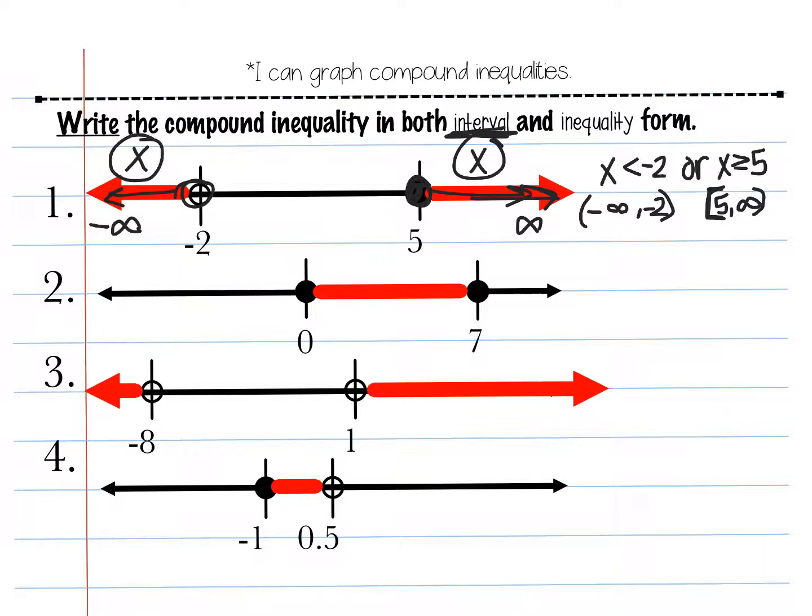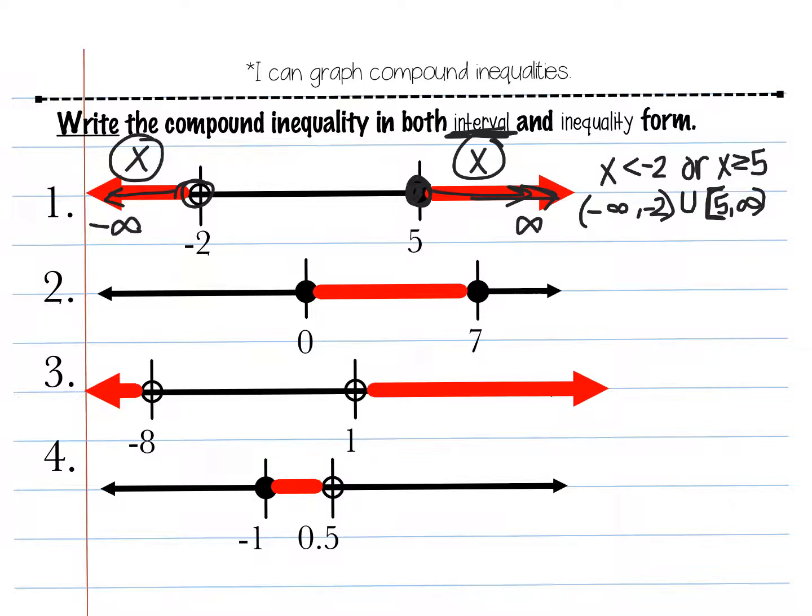And then this is just a symbol that we're going to talk about later, but we do a U for union, meaning that we're bringing those two solutions together. All right, so that is the inequality in both interval and inequality form. So let's look at number 2.